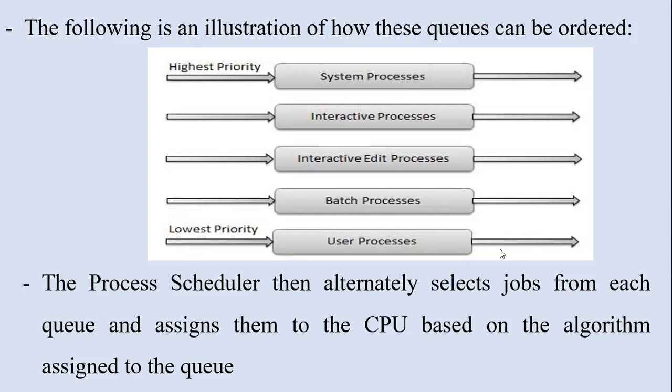So the process scheduler then alternatively selects jobs from each queue and assigns them to the CPU based on the algorithm assigned to the queue. Simply, what this means is that once all the processes have arrived, they'll be categorized based on their types. And then the scheduler will start attending to each process based on the queue that it is in. Those in the highest priority queues will be attended to first, and those in the lowest priority queues will be attended to towards the end.